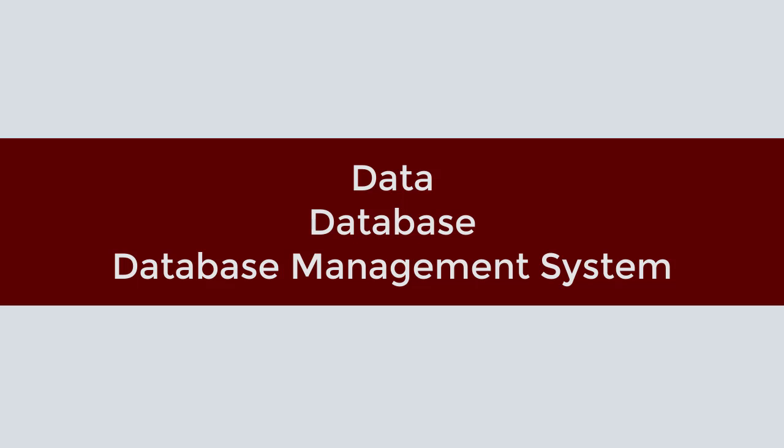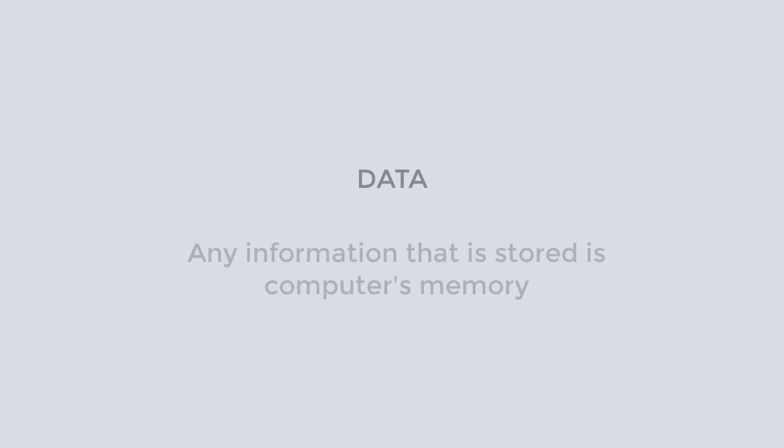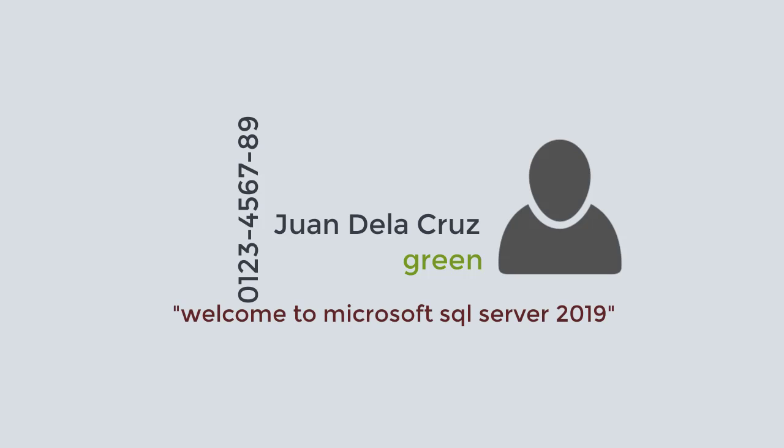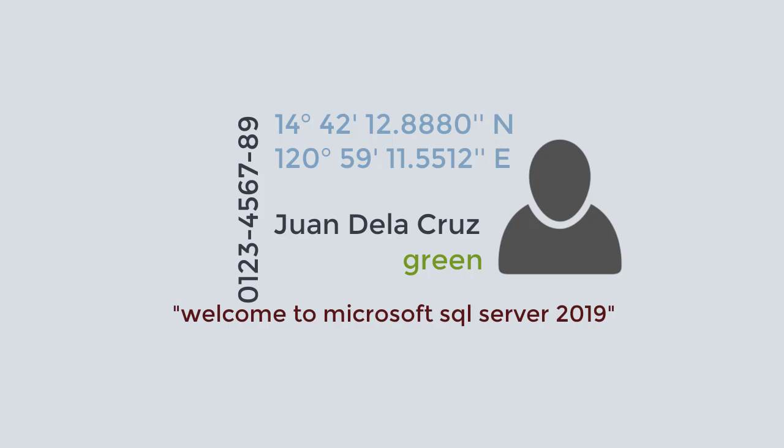When we talk of data, we simply refer to any information that is stored in a computer's memory. It could be your name, your bank account number, favorite color, ID picture, a post, a message, a map coordinates to your office address, and so on. But how do you store it?